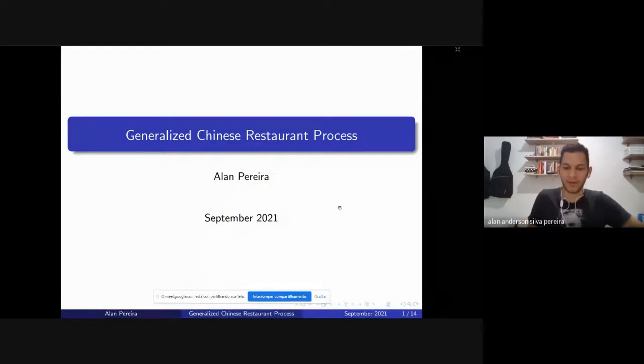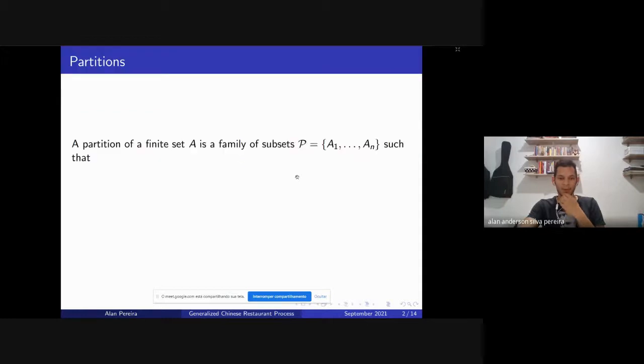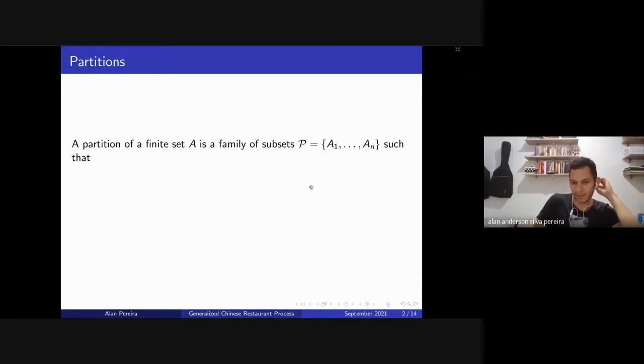Thank you again for the invitation. And I will talk about the generalized Chinese restaurant process. This is a random partition model. And I will start in a very simple way, so we can grow and increase the abstraction until we start the real model, the main model.